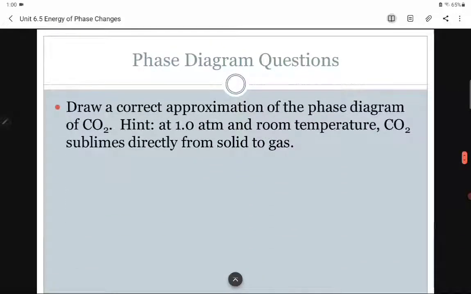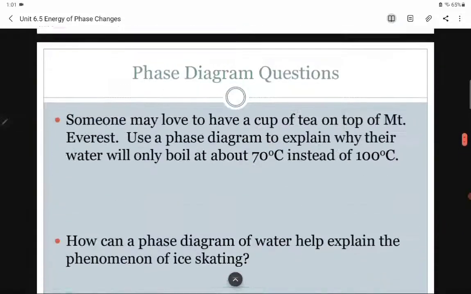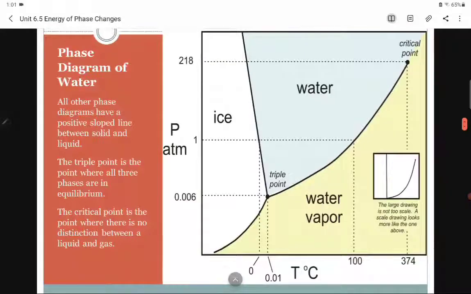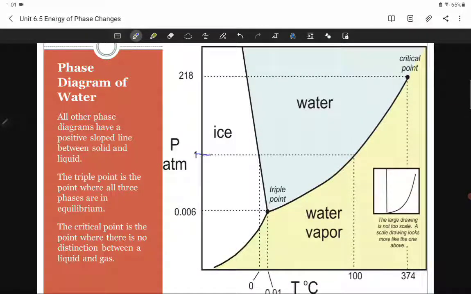Draw the correct approximation for the phase diagram of CO2. This is interesting. Why? Because carbon dioxide sublimes at normal conditions. That means it doesn't pass through the liquid phase. So on my phase diagram of water, 1 atmosphere was up here. At 1 atmosphere, you could see solids. You've seen ice. You've seen liquid water. And you can't see it, but you know it's there: gaseous water.